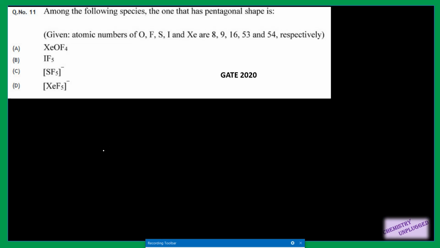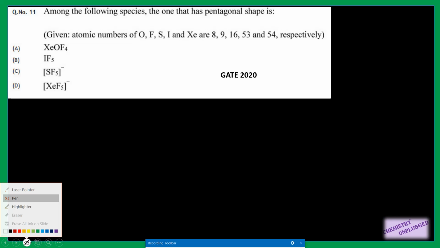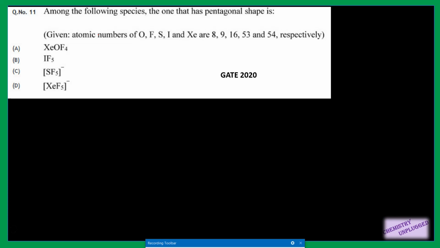The next question is from GATE 2020. The question is: among the following species, which one has a pentagonal shape? First we will try to find out the hybridization of all the molecules, right? In this case, xenon has 8 valence electrons, monovalent atoms are 4, so it will have 6, meaning sp3d2, meaning it should have octahedral geometry.